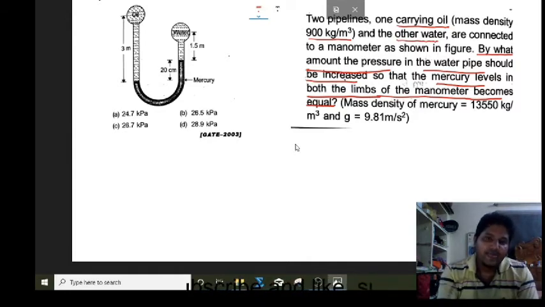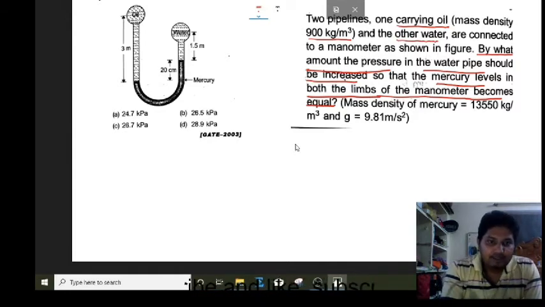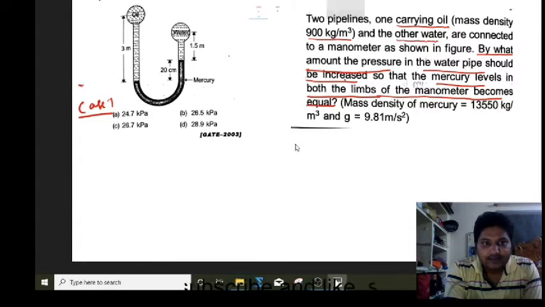So suppose this is case 1. This is the first case. What is it saying? For this, I am taking this one as my reference.